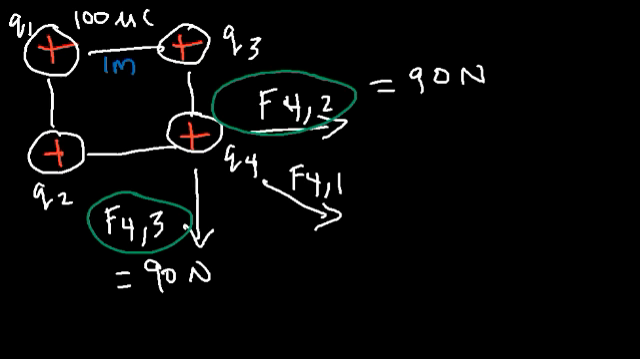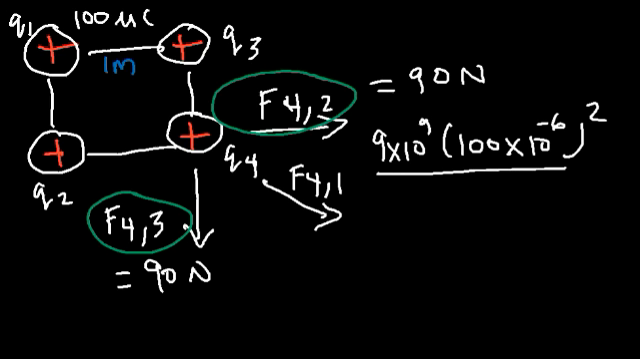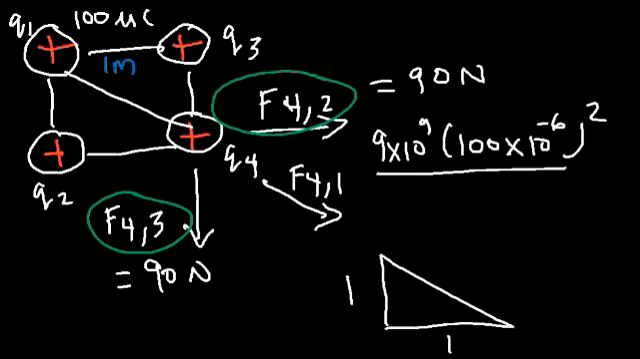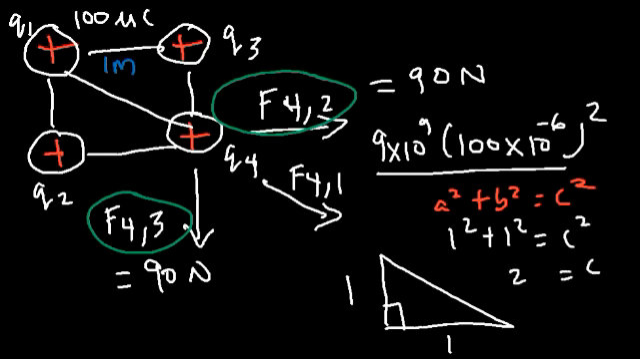Now let's calculate F41. This is going to be K, which is 9 times 10 to the 9, times Q1 and Q4, which are both 100 times 10 to the minus 6. Now what about R? R is not 1 meter. The distance between these two charges is not going to be 1. Notice the triangle that forms. This is 1, this is 1. What's the hypotenuse? Use the equation a squared plus b squared equals c squared. A is 1, b is 1. 1 squared plus 1 squared is 2. So c is going to be the square root of 2. That's the hypotenuse.